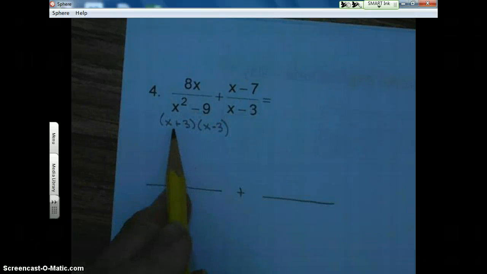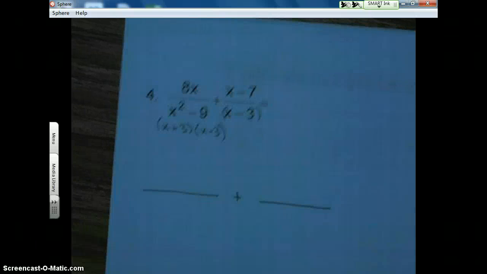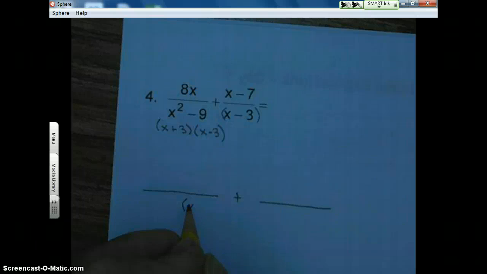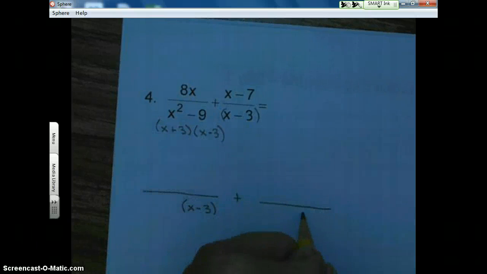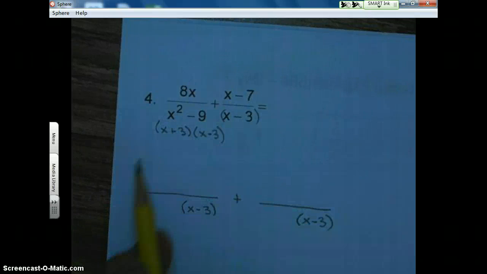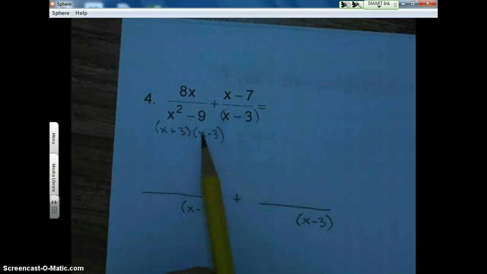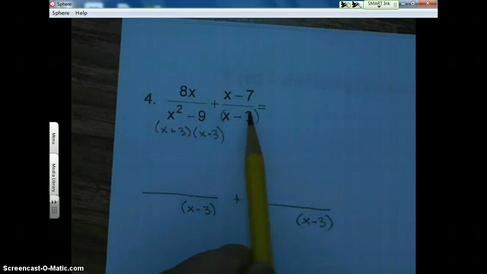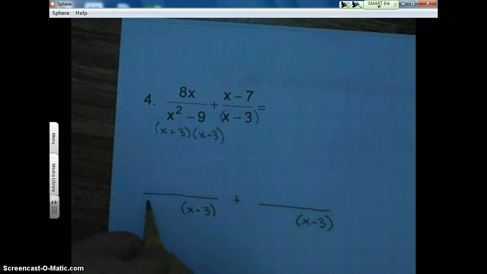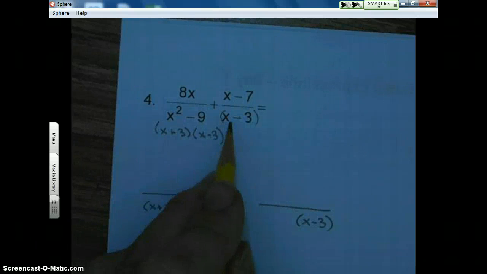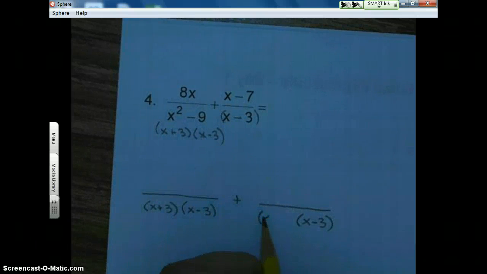Okay, we have an x plus 3 and an x minus 3, and then we have over here x minus 3. So what do they have in common? They have x minus 3 in common, so that's going to be one of our terms in the denominator. Okay, so those they have in common, common denominator. But this one has an x plus 3. So guess what? This one needs one as well.